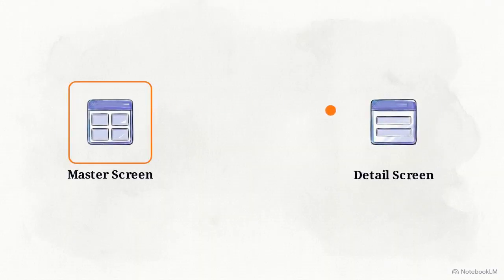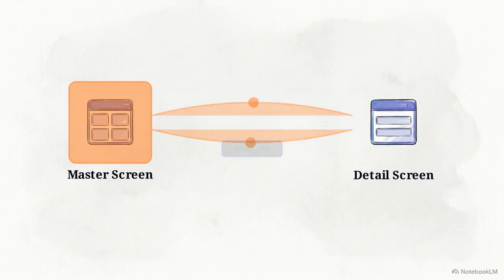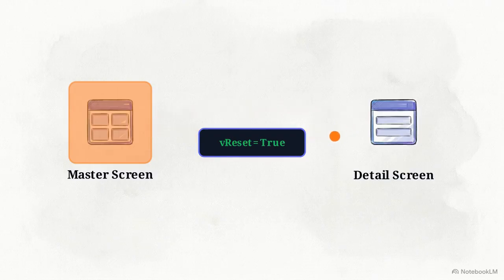Navigating back reveals a flaw. The selection remains active, triggering an infinite loop back to the form. To fix this, leverage the screen lifecycle. Set a Boolean variable called vReset to force the table to clear its selection, breaking the loop.